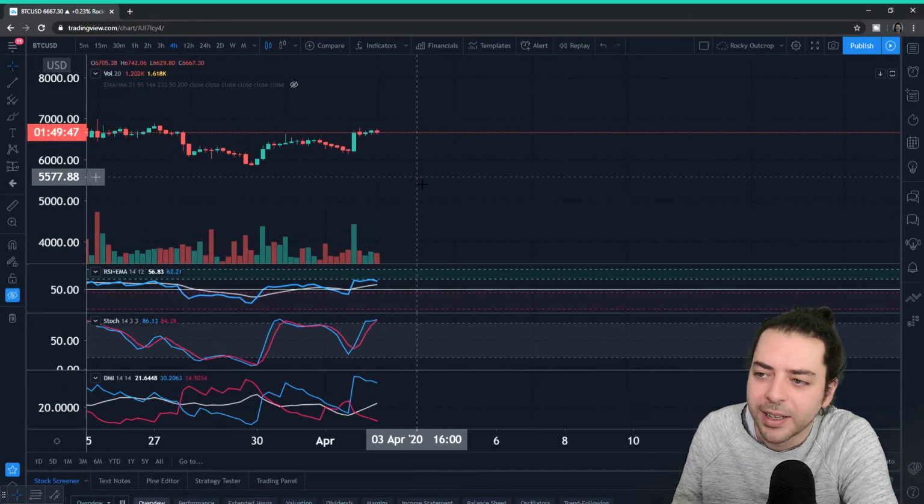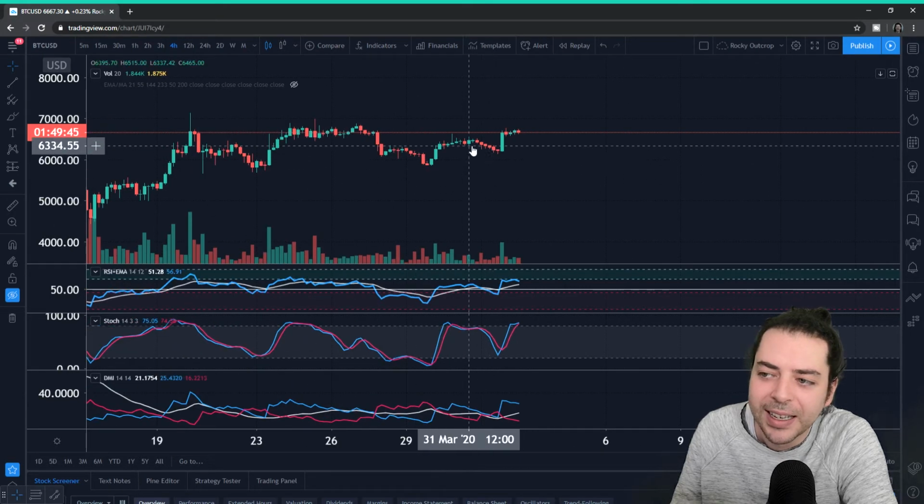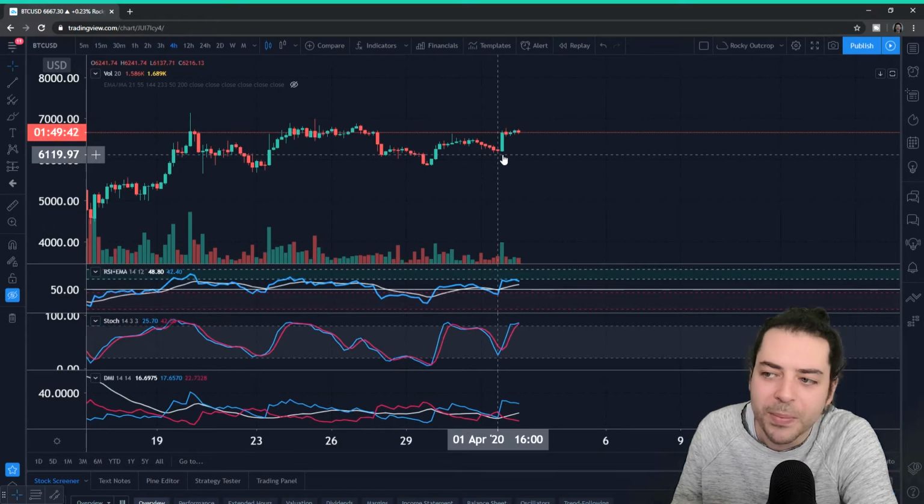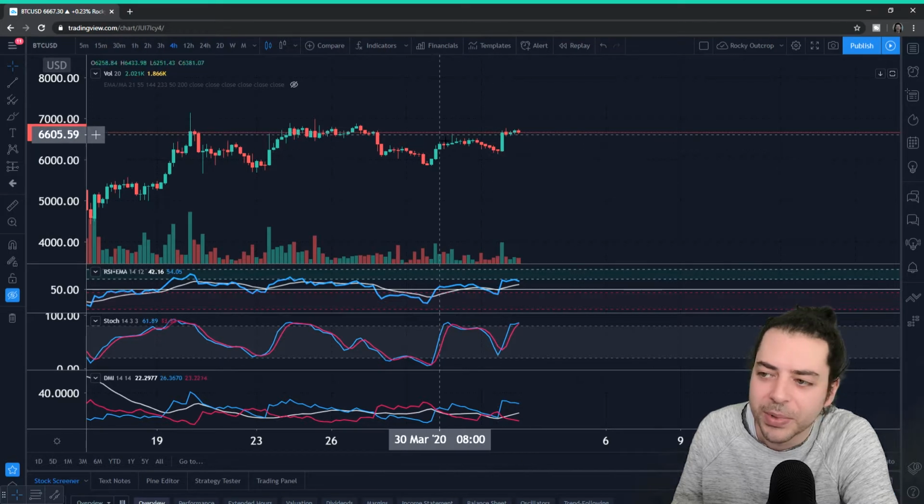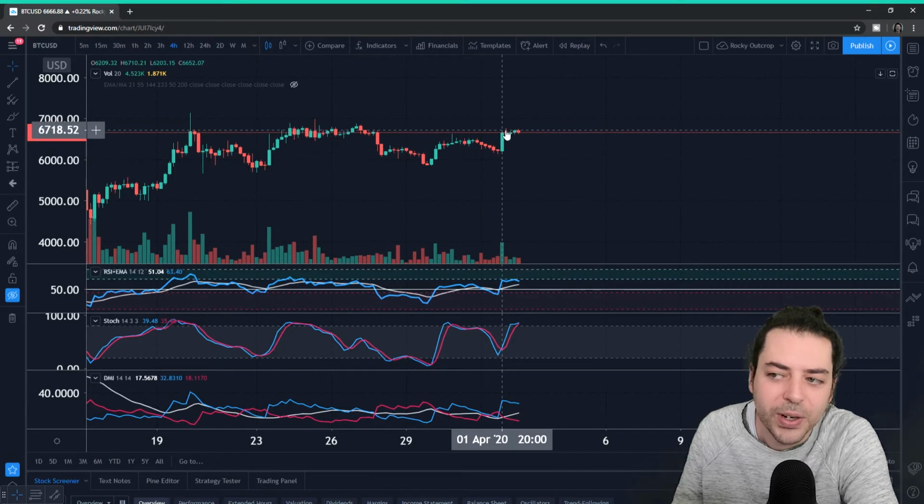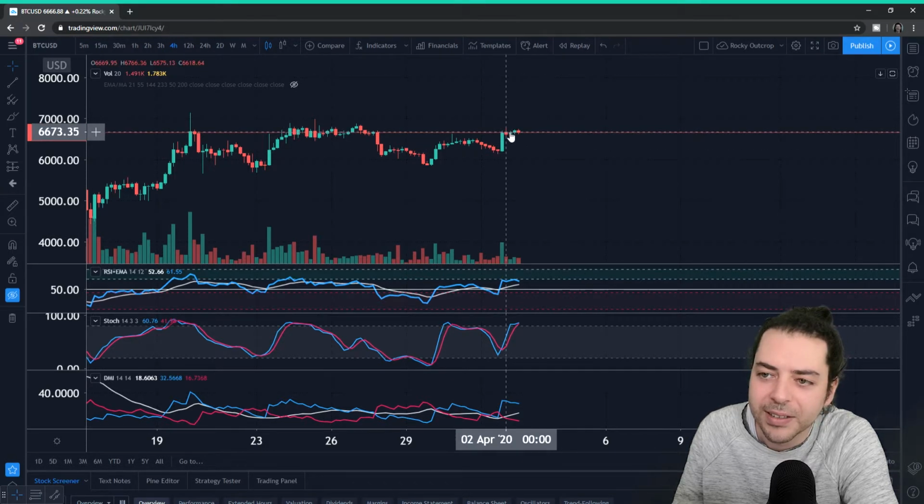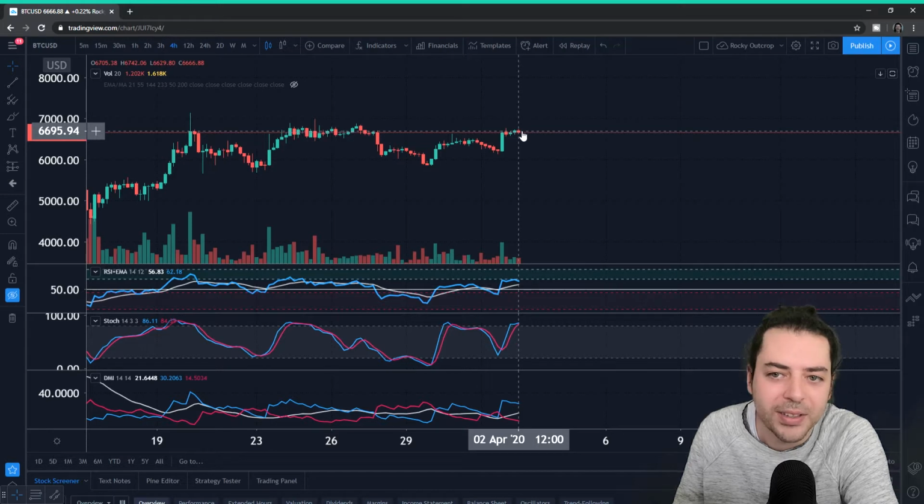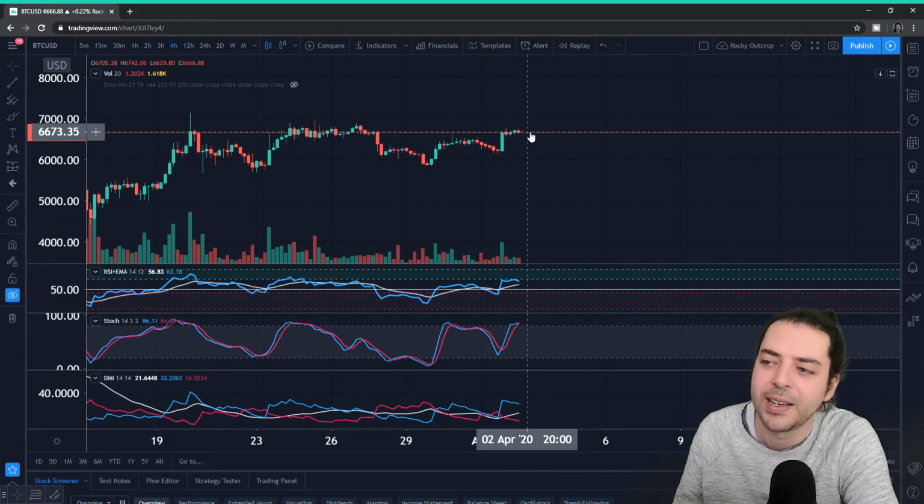Let's go down to the lower time frames and take a look. You'll remember 6,150, which we just spoke about a second ago. We came down here and tested that last night, and then spent the next 4 hours putting in a big old green candle, coming right on up to the 6,700-ish area.